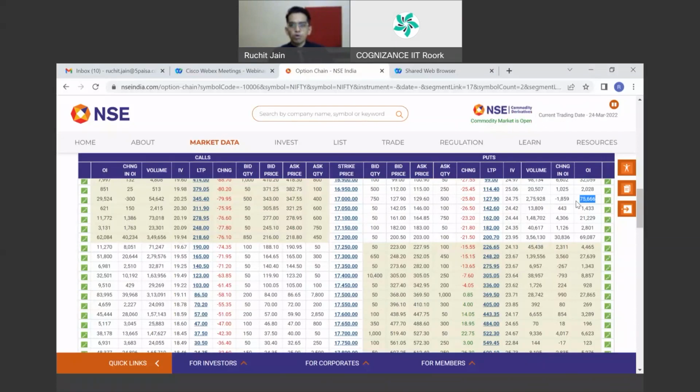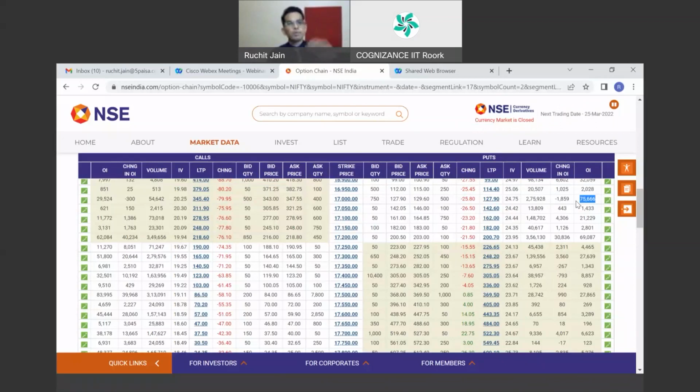Okay, I hope you all are getting what I have told so far, right? Open interest in call options, highest open interest, resistance level. Put options, highest open interest, support level. Call options, open interest is increasing, resistance is becoming more and more strong, right?